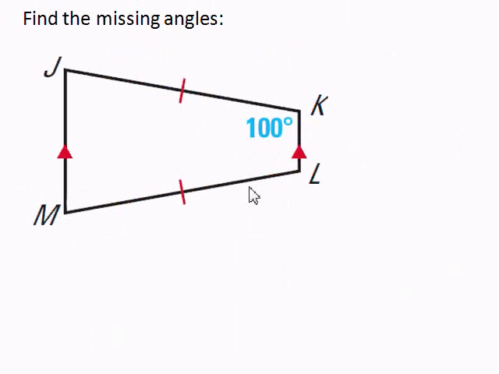Now this problem asks us to find the missing angles, and we're looking at the shape. It doesn't tell us what shape it is, so we got to figure that out. Looking at it, obviously it's a quadrilateral because it has 4 sides. It is not a parallelogram because only one set of the sides, these little red arrows that I'm now making black, show that JM and KL are parallel. So it only has one set of parallel sides. Well, if you remember your shapes, that means that this must be a trapezoid.